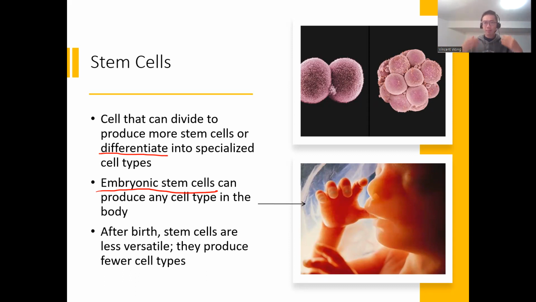So again, let me use that analogy of going to school. When you were younger, when you were still in elementary school, that's kind of like embryonic stem cells. There are so many options. You can go into business, you can go into arts, you can go into culinary school, so many options. But now when we get older, right?